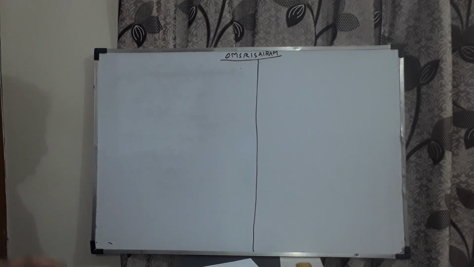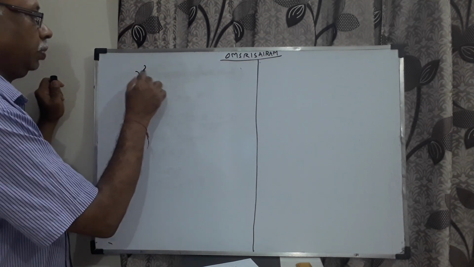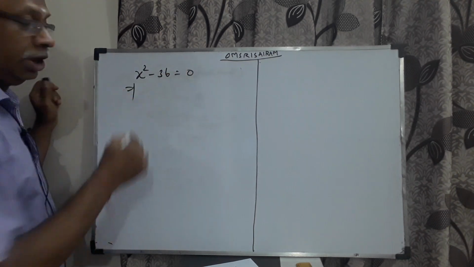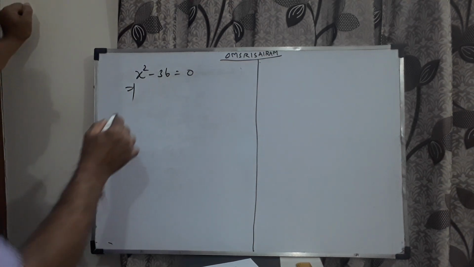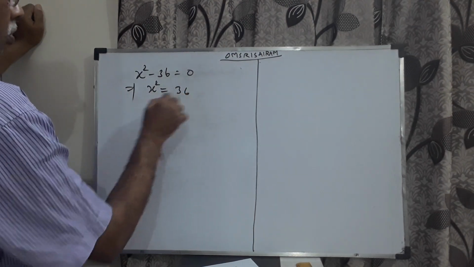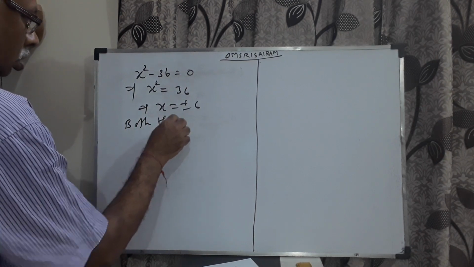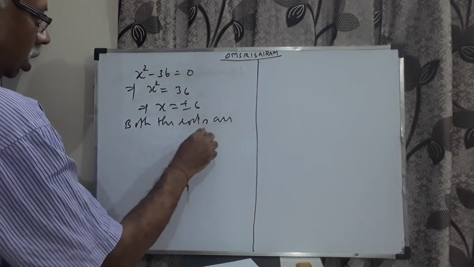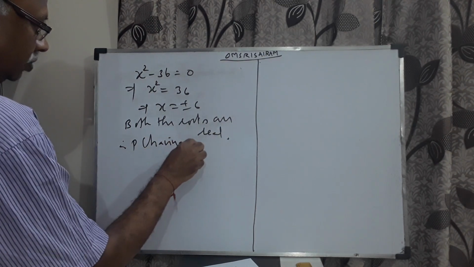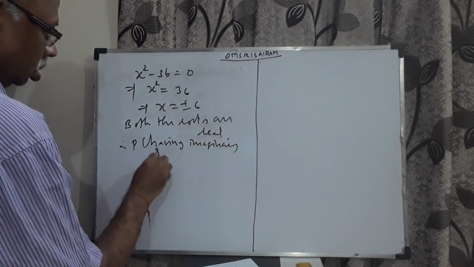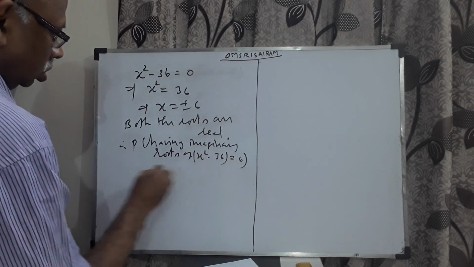Then find the probability of having imaginary roots of x square minus 36 equal to 0. I repeat, x square minus 36 equal to 0. Find the probability of having imaginary roots of x square minus 36 equal to 0, which implies x square is equal to 36, implies x equal to plus or minus 6. Here both the roots are real. Both of them are real. Therefore, P of having imaginary roots of x square minus 36 equal to 0 is 0.